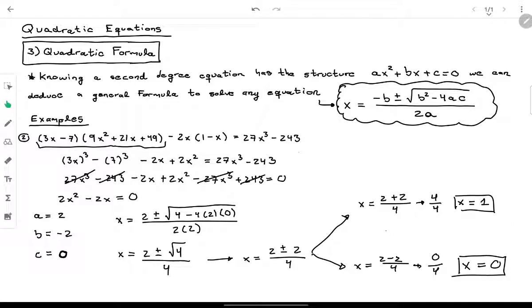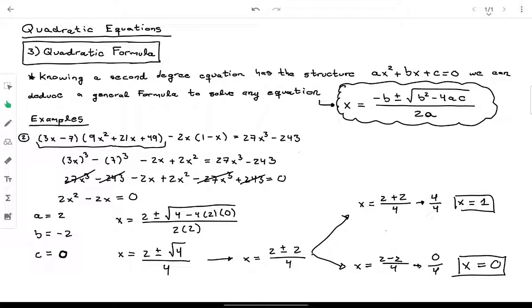It will cross the x-axis at 1 and 0. And of course, maybe we want to know, it will cross the y-axis also at 0, because the value of c equals 0. So that was using the general formula to solve this quadratic equation. As we saw, the general formula will apply for every quadratic equation.